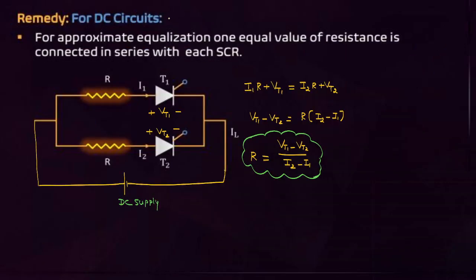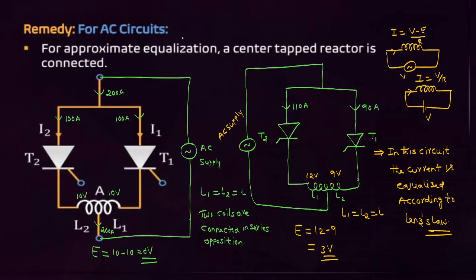In order to equalize the current sharing for DC circuits, in series with each SCR we have to connect one resistance. How to equalize the current sharing in DC circuits? You have to connect a resistance in series with each SCR. Then what is that resistance value? Next, for AC circuits, you have to connect a center tap reactor. This circuit works according to Lenz's law.